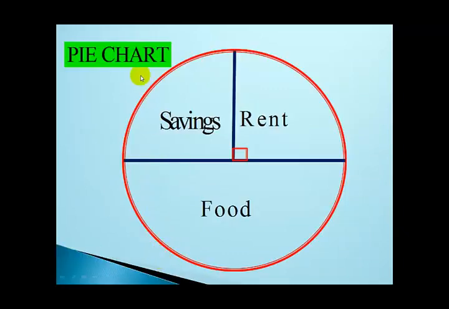Now, this is the pie chart. I give this to you as an exercise to use the information in the table to construct the pie chart. You could see that the angle for food is equal to 180 degrees, the angle for rent is equal to 90 degrees, and the angle for savings is 90 degrees. This is the pie chart that you are supposed to get at the end of the problem solving.